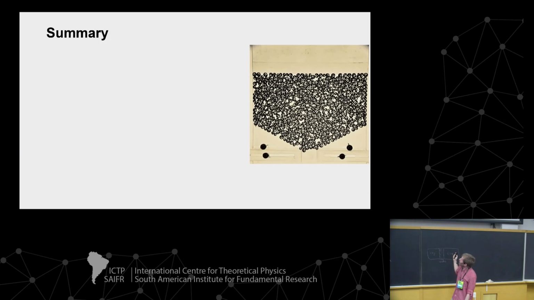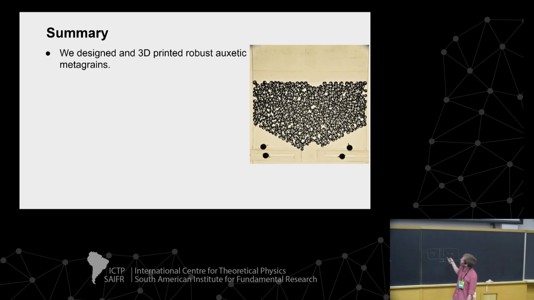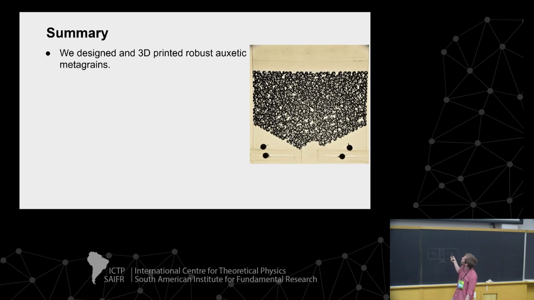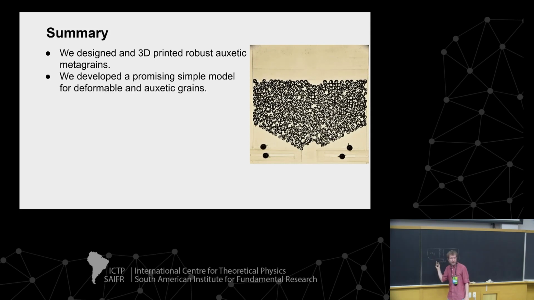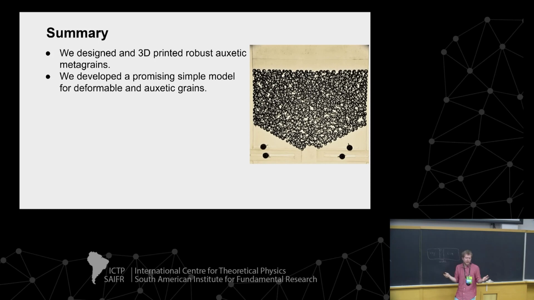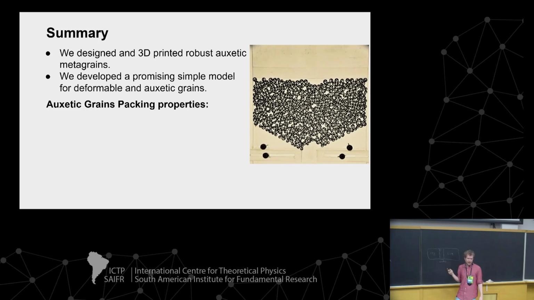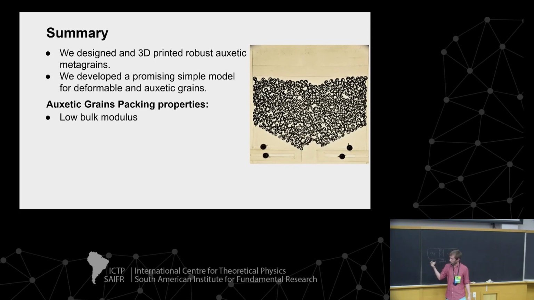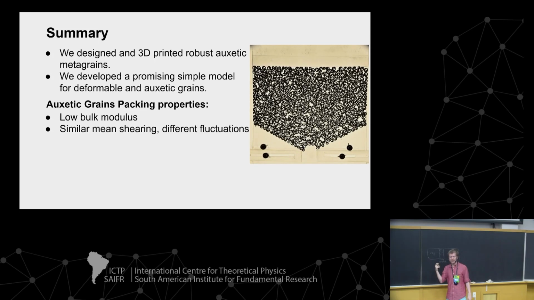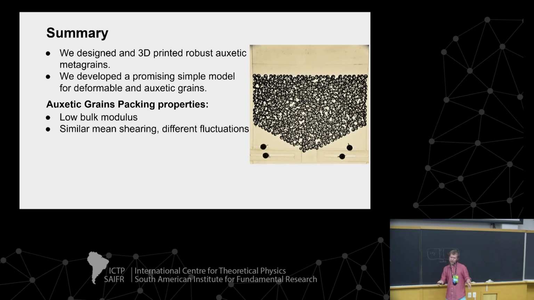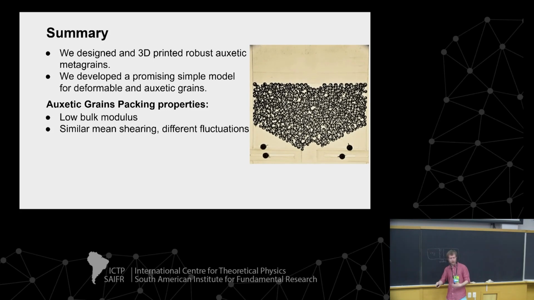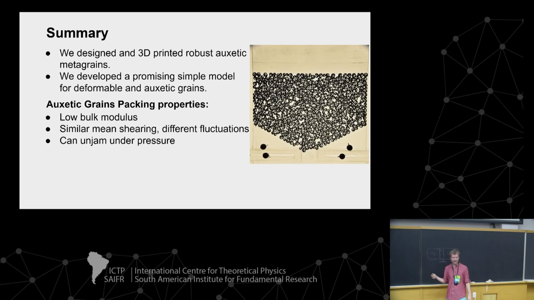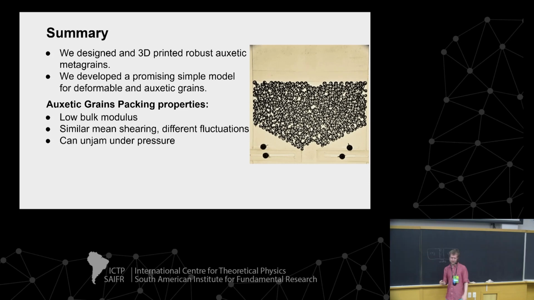As a summary of what we have seen, we designed 3D printed robust auxetic metagrains. We developed a promising and simple model for the deformable auxetic grains. We saw some auxetic grain packing properties, like they have, of course, low bulk modulus. They have similar mean shearing between regular and auxetic grains, but different fluctuations between them. And they can unjam under pressure.